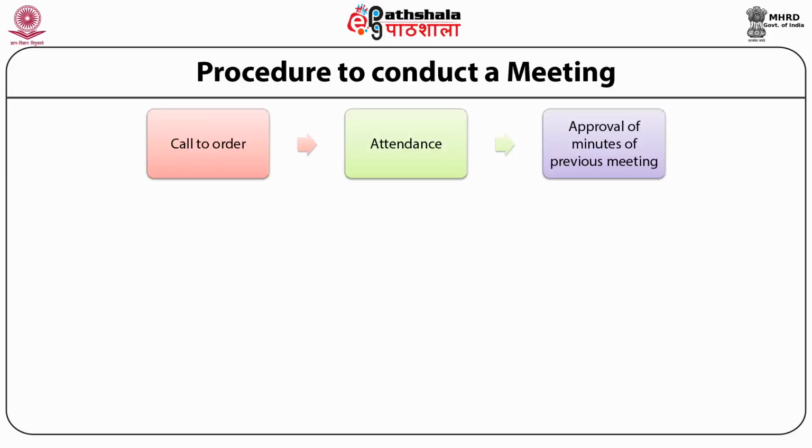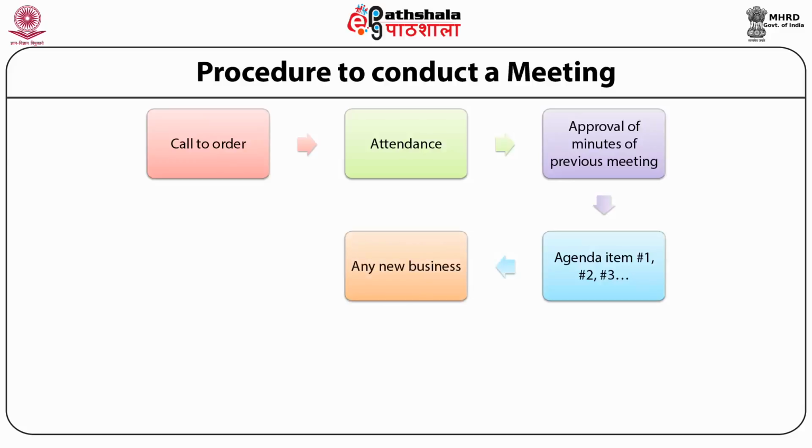The chairperson asks for any corrections. If there are none, the minutes are approved as read. Then each agenda item is discussed one by one as per the sequence. It might include reports for information from various departments and committees. If any recommendation is sought, it is discussed and made subsequently. Then the chair asks for discussing any new business.